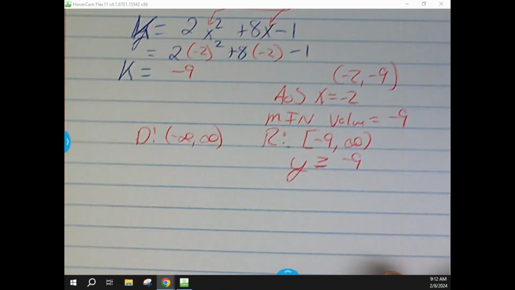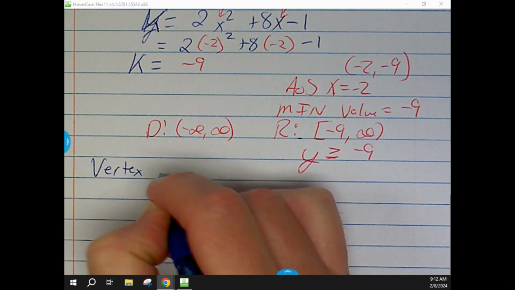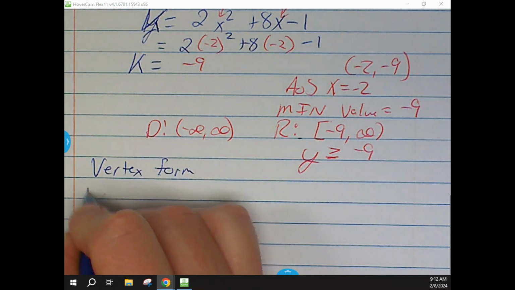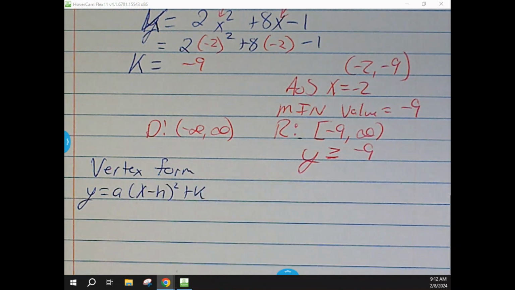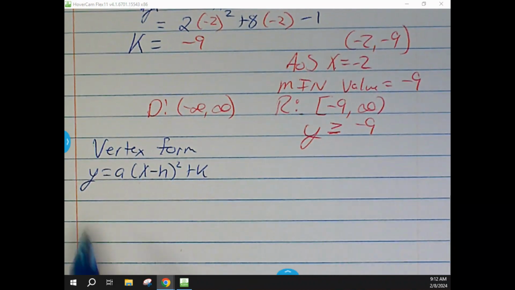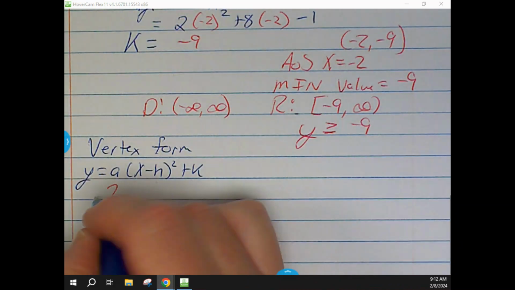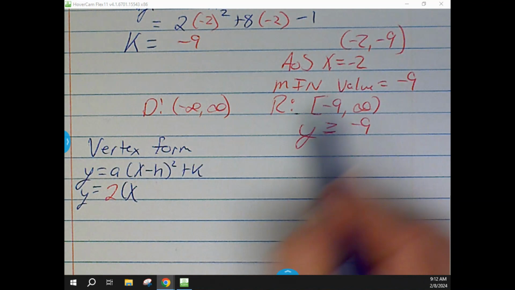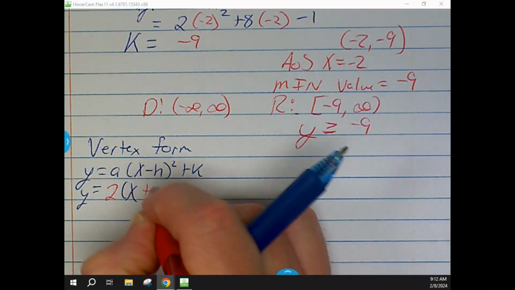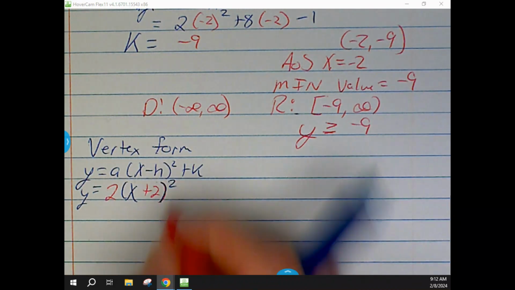Oh, vertex form. Almost forgot that one. Okay, so there's vertex form. And again, we're going to leave the y and the x where it is. We have to plug in the a, the h, and the k. We know that a is 2. X is x. The h was -2, so if we do minus -2, that makes that a +2. And then the k was -9, so that'll make it a -9.